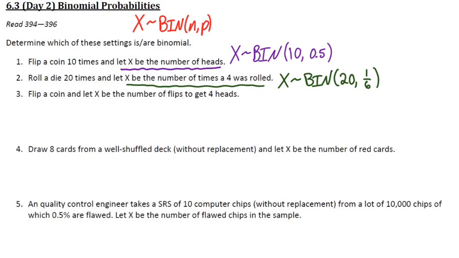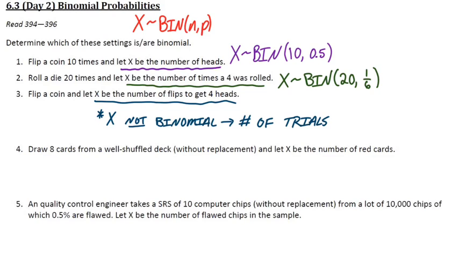Number 3 says flip a coin and let x be the number of flips to get 4 heads. Okay, so that's our first case where this actually is not a binomial scenario. And if we think about the BINS conditions, B-I-N-S, the one that it fails is the number of trials. We don't know how many trials, if we just start randomly flipping a coin, it is going to take for us to get 4 heads. So it fails that fixed number of trials condition. Okay, so number 3 was not binomial.